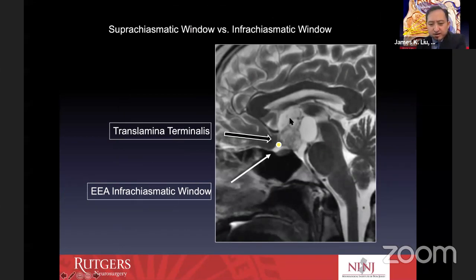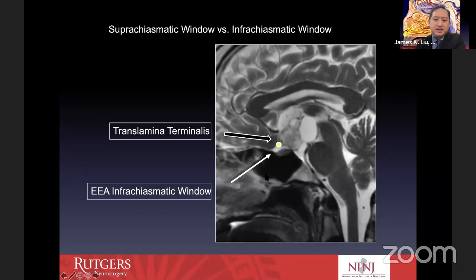What I look for on the sagittal T2 is where the location of the chiasm is. And this is where the yellow dot signifies. And I look at the different corridors. Here you see the translamina terminalis corridor, which is between the ACOM complex and the chiasm. And here the infrachiasmatic window is quite narrow. The tumor does not present itself to the sella. Here's the normal gland. And the stalk is probably here, and the stalk has probably been expanded.